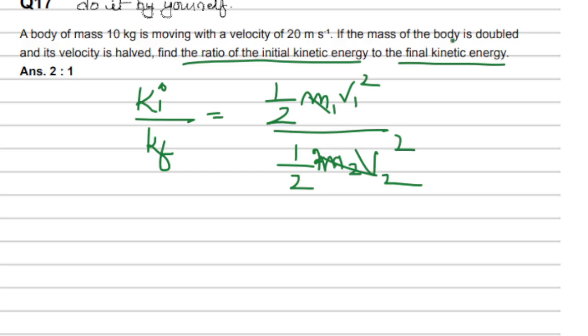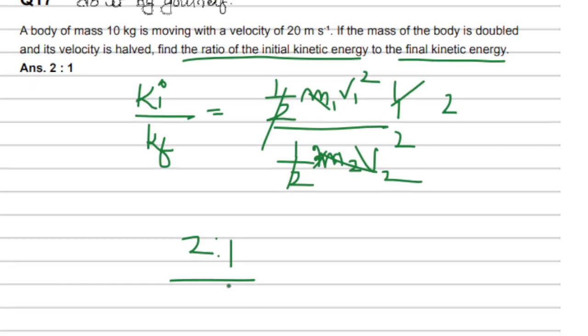What about the velocity? The velocity is halved. So v2 will become 1 by 2 of v1. V1 square will cancel, but 1 by 2 squared will go up, so 4 will come here. So the relation: 2 twos are 4, half and half will cancel, so the ratio will become 2:1. So you can do this by yourself step by step.